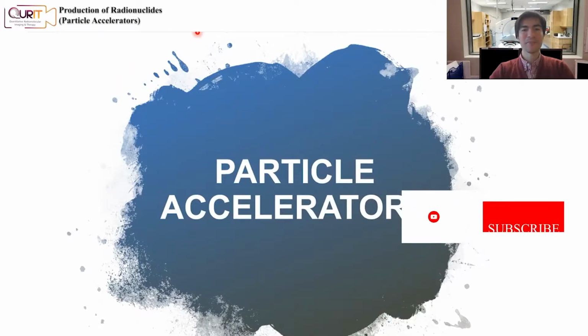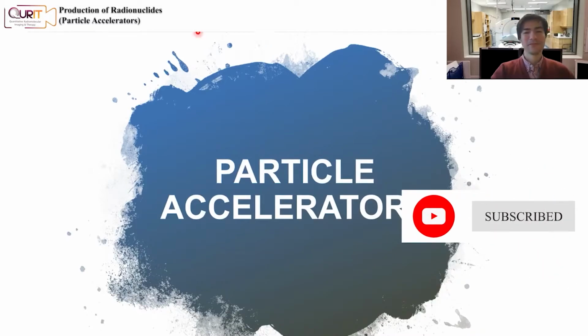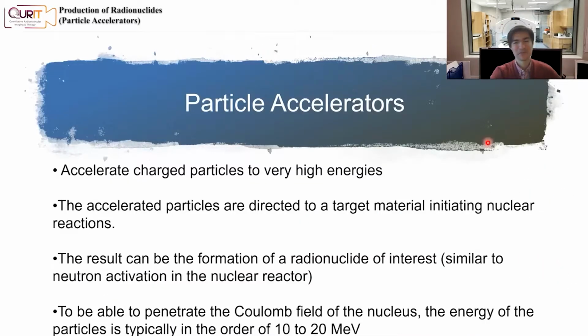So another method of producing radioisotopes is by the use of particle accelerators. The idea behind particle accelerators is that they're going to accelerate charged particles to very high energies. Then we're going to take these accelerated particles and direct them to a target material, in the hope that this initiates a nuclear reaction. In that nuclear reaction, we're expecting that one of the daughters coming out of it is the radionuclide that is of interest to us. So it's similar to neutron activation in the nuclear reactor. It's just that we're accelerating some other particles.